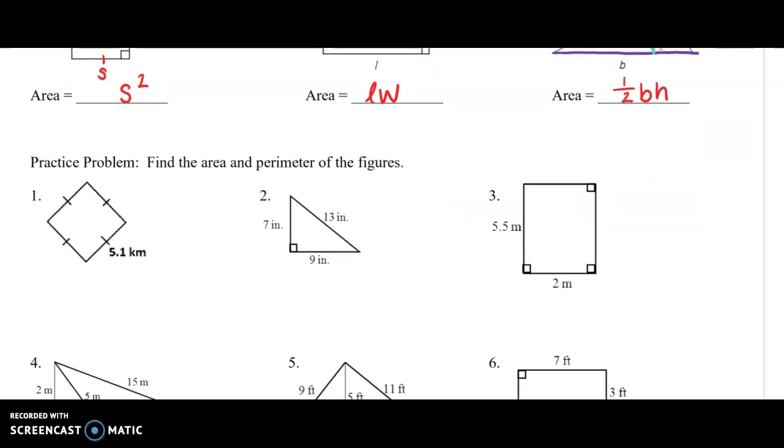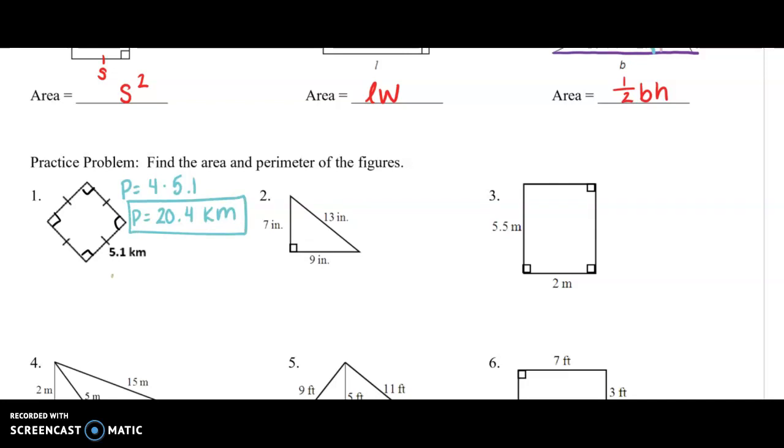We're going to find the area and perimeter of each of these figures. So all 4 of these sides are marked equal. For this, I'm going to allow us to assume that we are dealing with a square. I'll allow that for right now. To find the perimeter, we're going to do 4 times my side length, which is 5.1. So my perimeter is going to be 20.4, and then don't forget your units, which is kilometers.